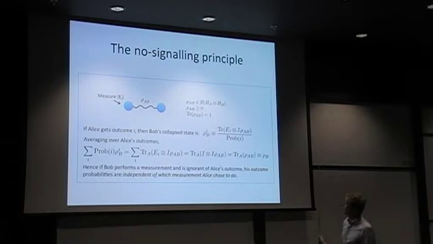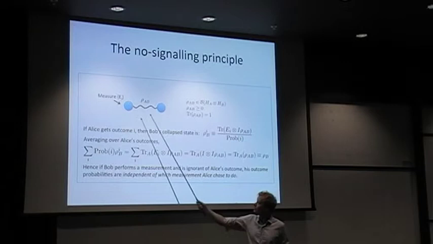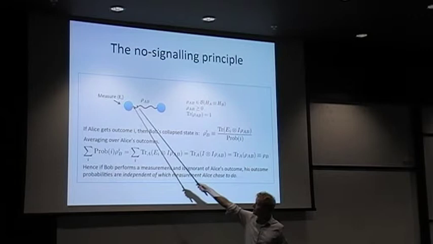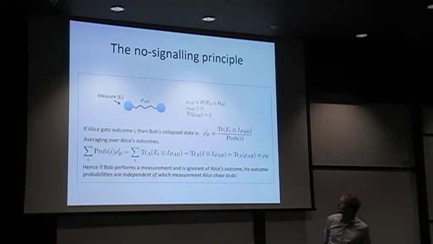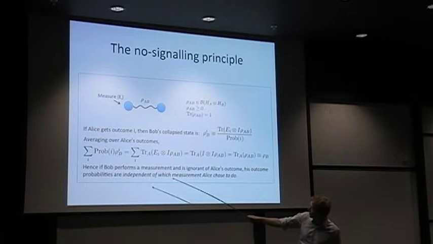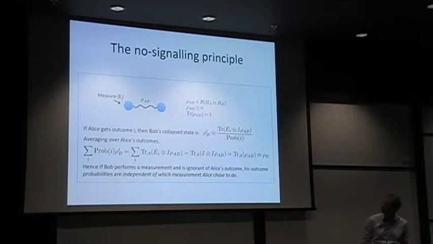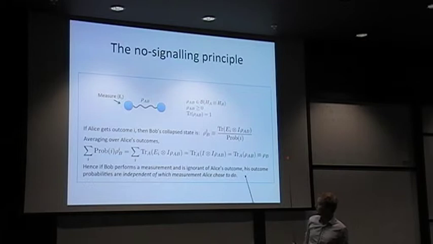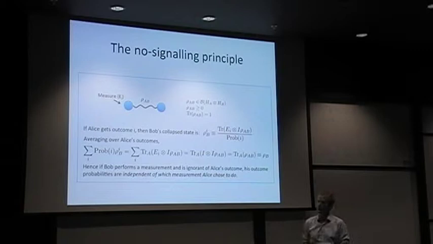Rho AB is a density matrix, the state of the system. Let's say that Alice measures her particle, and her measurement is a POVM measurement of some kind, so it corresponds to a set E_i of positive operators, summing to the identity. Now, if Alice gets outcome i, then Bob's collapsed state is this one. On the other hand, if Bob doesn't know which outcome Alice got, then from his point of view, we can average over Alice's outcomes. So, averaging over the different collapsed states for Bob, we get this, which is this, which is in fact just Bob's marginal state rho B from the original joint state rho AB. And what that means is that if Bob performs a measurement and is ignorant of Alice's outcome, then his outcome probabilities are independent of which measurement Alice chose to do. So she can't signal to Bob simply by varying her choice of which measurement to do.